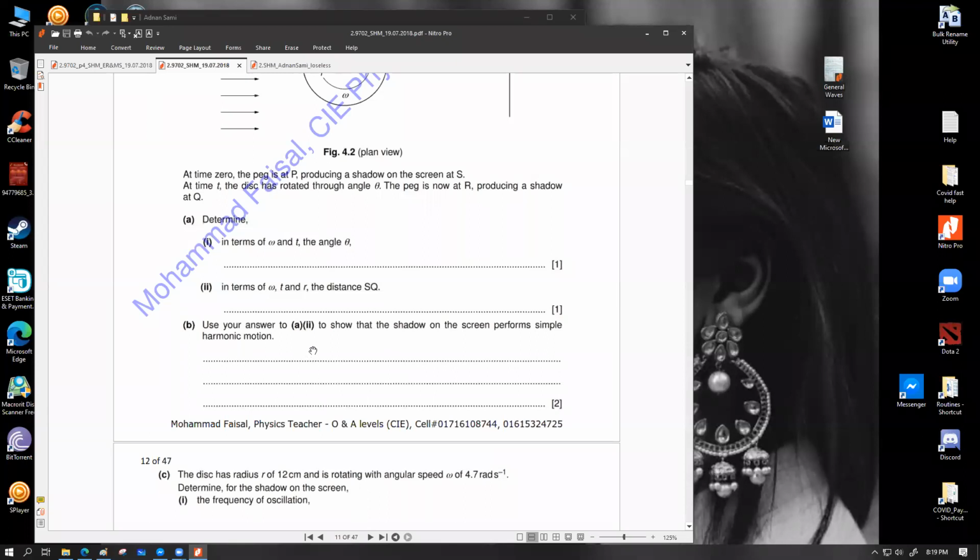Part B was usually answered in A2 to show that the shadow on the screen performs simple harmonic motion. The simplest way you can always prove this is that from the displacement equation you will find out the velocity, from the velocity equation you will find out the acceleration, and somehow you will come to the expression a proportional to minus x. That mathematical expression proves that it is SHM.